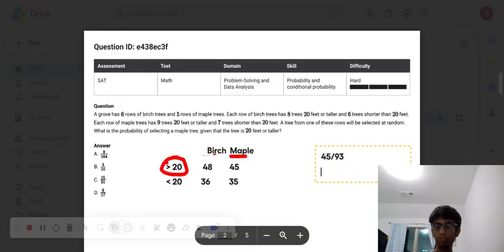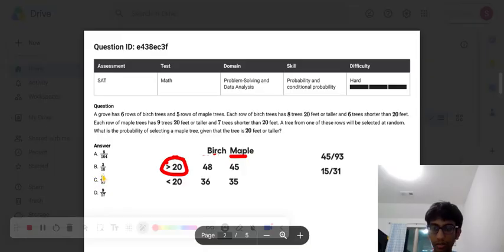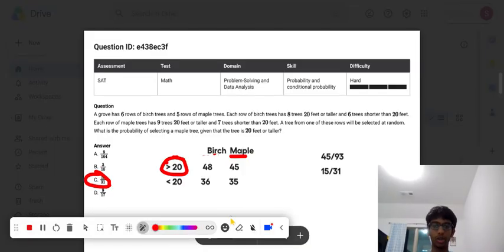And of course, we can simplify it down a bit because both of these are divisible by 3. So it'd be 15 by, let's see, 31, I believe. Yeah, 31. And that would be our answer. Moving on to our next question, we have... Actually, oh yeah, this is not a free response question. This is a multiple choice question. So we click C and move on.